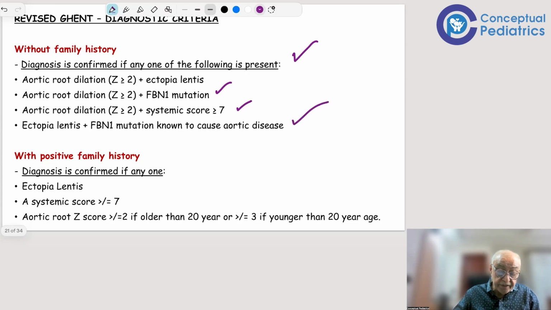But if you already have a family history, then the diagnosis is confirmed if any one of them is there: ectopia lentis, or a systemic score of more than 7, or aortic root Z score more than 2 if older than 20 years, or more than 3 in those younger than 20 years. That means if the aortic root dilatation Z score is more than 3 in children, even with a positive family history, then you confirm the diagnosis if even one is there: ectopia lentis, systemic score, which I have enumerated with thumb sign and wrist sign, or aortic root dilatation. Then the diagnosis of Marfan is made.